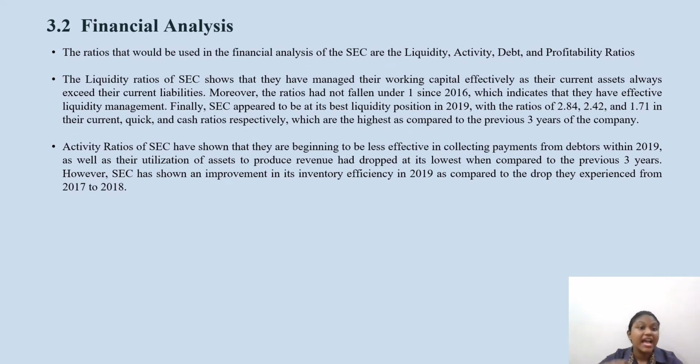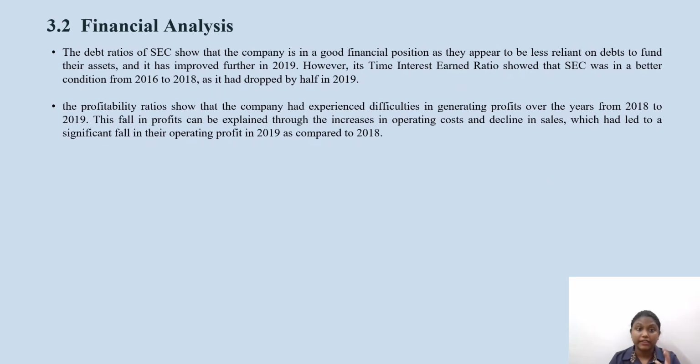Activity ratios of SEC have shown that they are beginning to be less effective in collecting payments from debtors within 2019, and the utilization of assets to produce revenue had dropped to its lowest when compared to the previous 3 years. However, SEC has shown an improvement in its inventory efficiency in 2019 as compared to the drop they experienced from 2017 to 2018. The debt ratio of SEC shows that the company is in a good financial position as they appear to be less reliant on debts to fund their assets, and it has improved further in 2019.